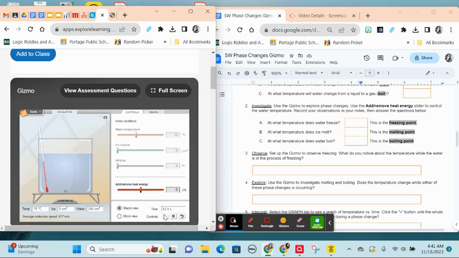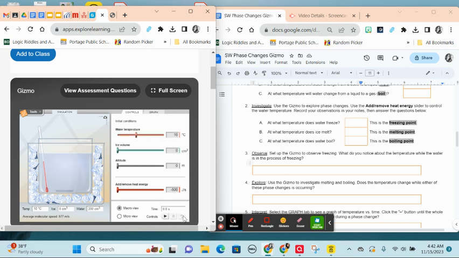We're going to hit play, and I'm going to remove energy because we want to see at what temperature water freezes, the freezing point. We can see that water is freezing right now at 0 degrees. What do we notice about the temperature while the water is in the freezing process? We notice that the temperature stayed the same. Let's look at that again. It's freezing right now and the temperature is staying the same. So that's your number 3: temperature stays the same.